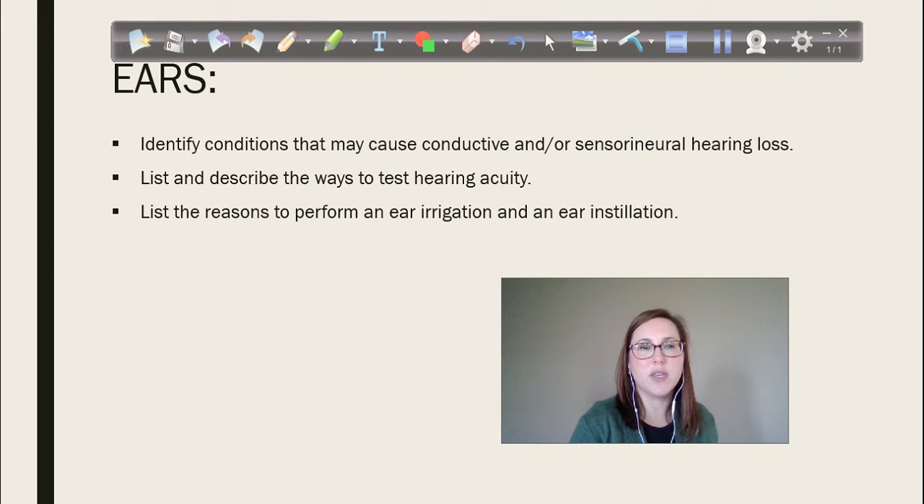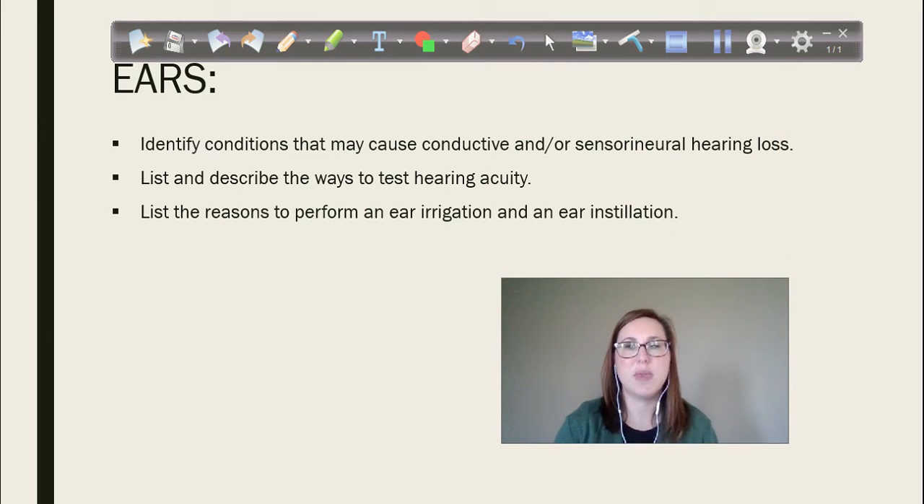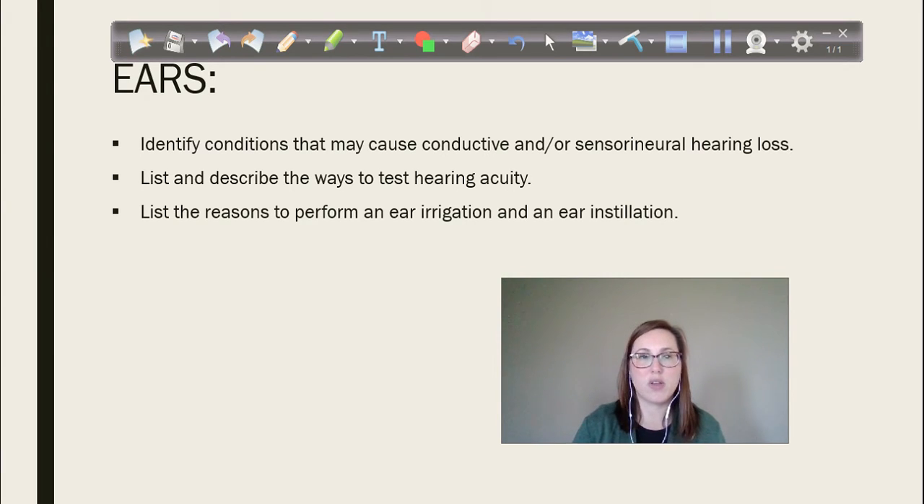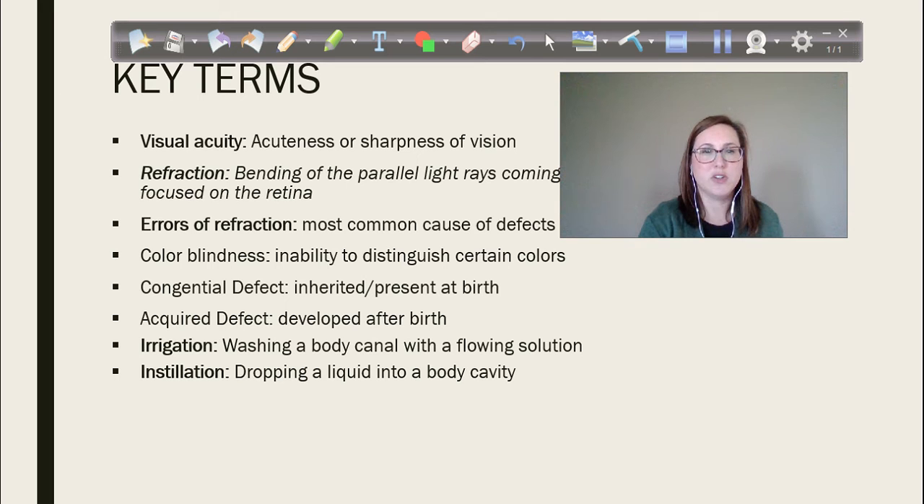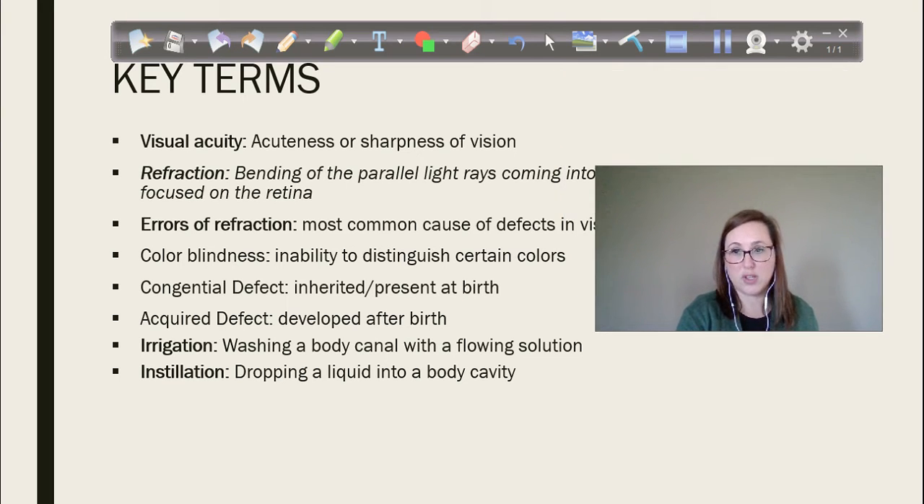So when we talk about the ears, we want to identify conditions that may cause conductive and/or sensorineural hearing loss. We want to list and describe ways to do hearing testing. We're going to get to all that. So let's talk about key terms. These key terms are going to be important for you to know.